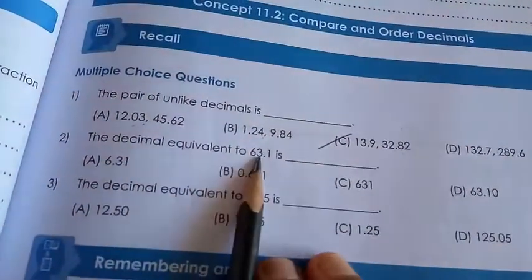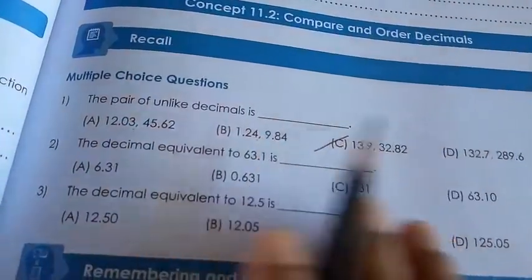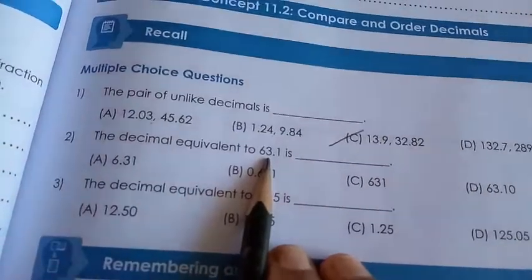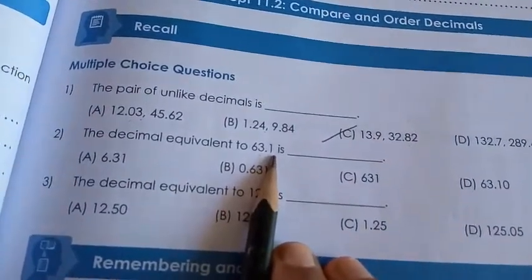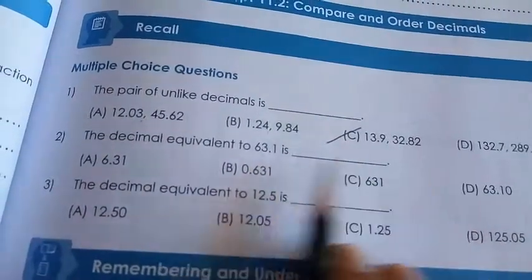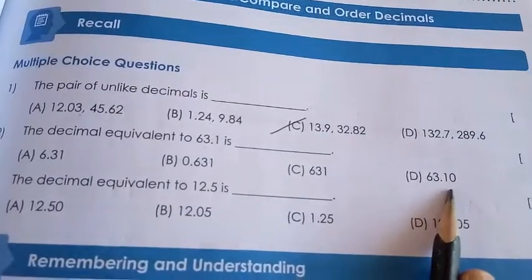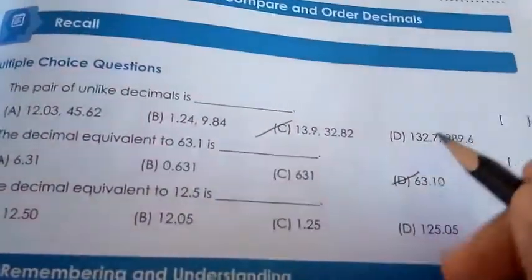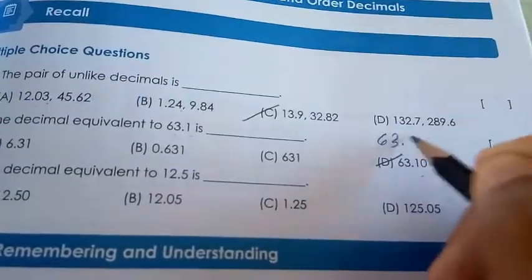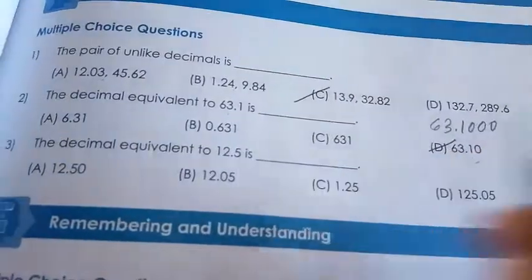Next, second one, the decimal equivalent to 63.1 is. Decimal equivalent means you can take so many zeros after the decimal point. So here the whole number part as it is, 63.1 is there. So 1 is also as it is. You can take 0 after it so many times. So that is 63.10. Here they have taken only 10. Or otherwise you can write 63.1000 so many times. So answer is D.